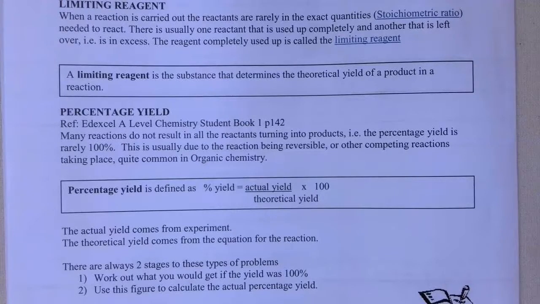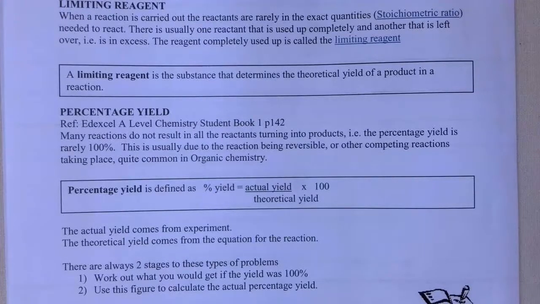Now before we do that, we need to understand what is meant by the limiting reagent. In chemistry, it's very unusual that we react exactly the right amounts of each reagent. Quite often we have one reagent in excess and one which is our limiting. Now, all the calculations are done with the limiting reagent. That's the substance which will determine the theoretical yield. And we need to understand and learn this little equation.